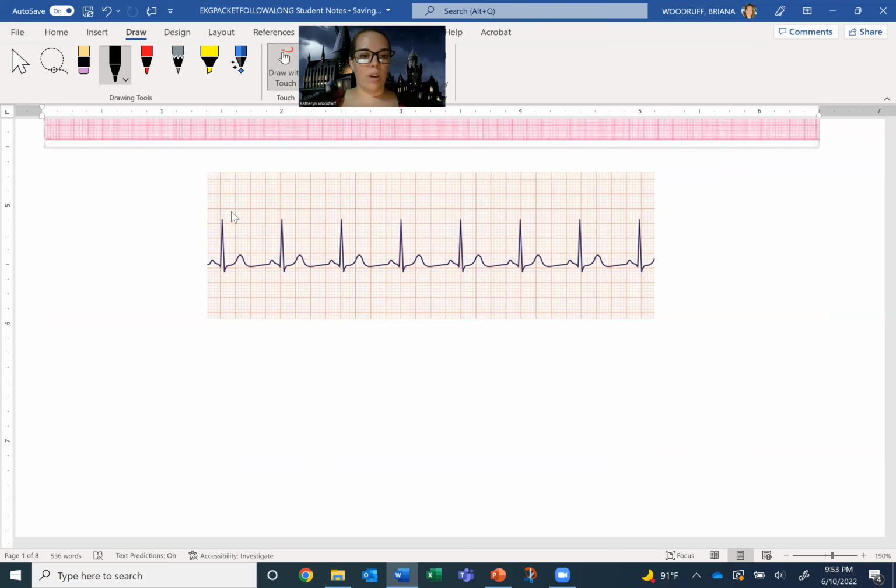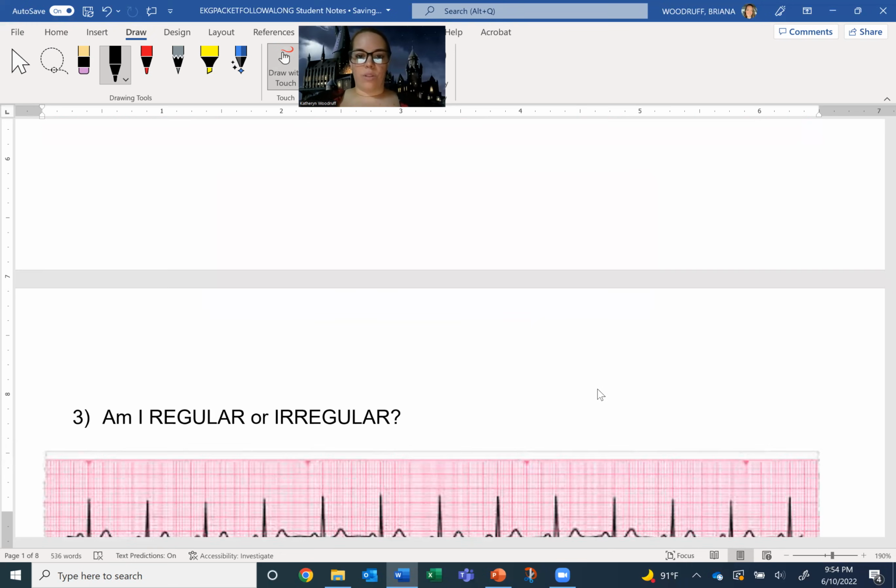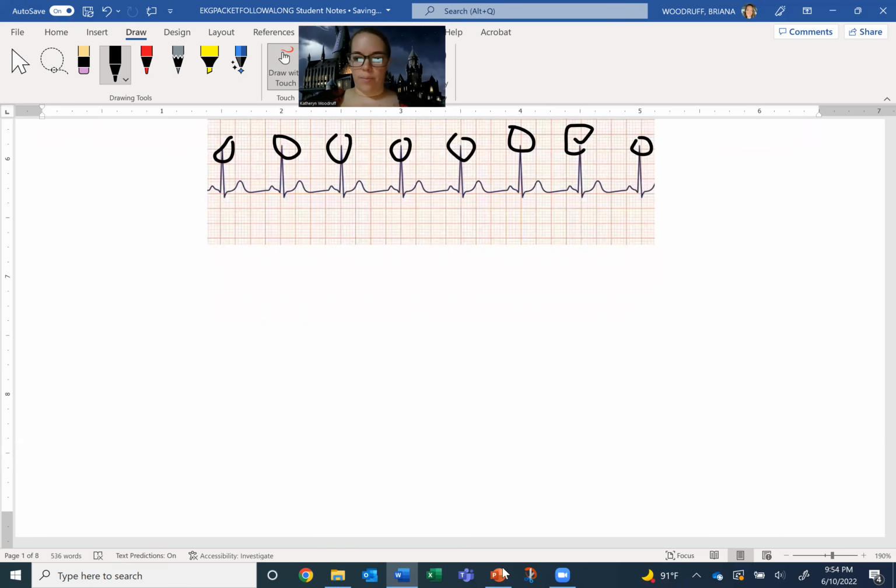I got this last one. We can count it. 1, 2, 3, 4, 5, 6, 7. Oh, that's ugly. 8. So then times it by 10, and I've got a rate of 80. So that is how to count the rate. We'll go to the next one here.